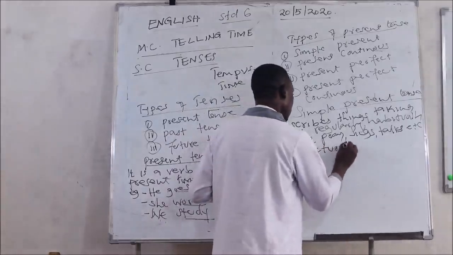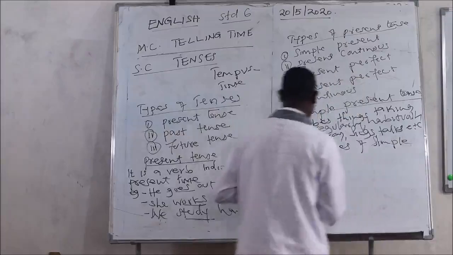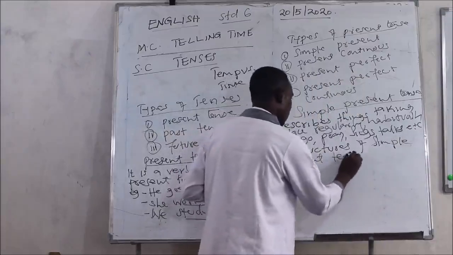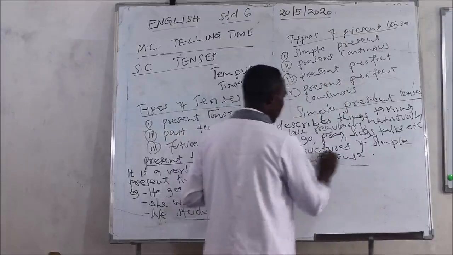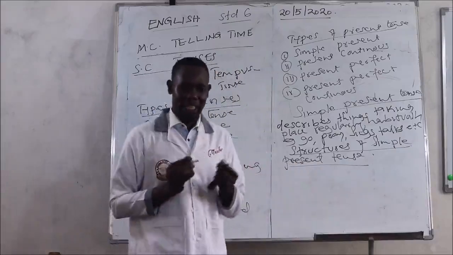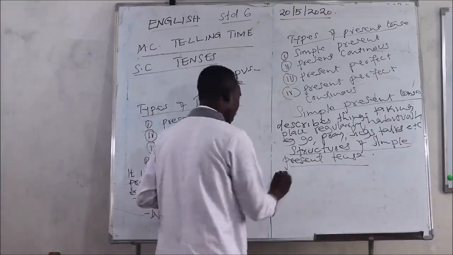Structure of simple present tense. Like I'm saying, these structures are divided into three. Number one, we have affirmative.